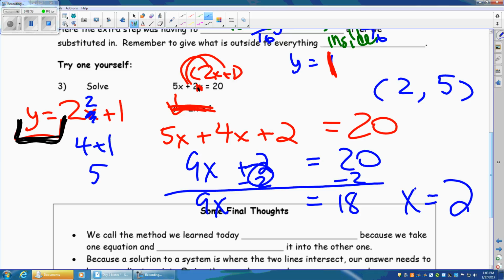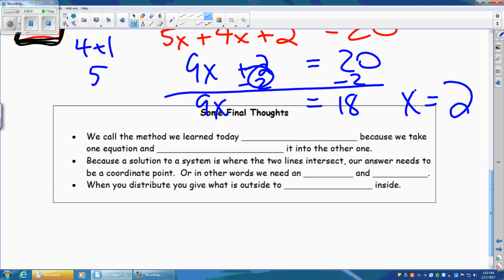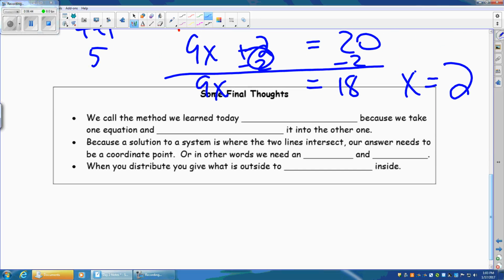And that's it, guys. Let's just do some final thoughts, and then we're done. We call the method that we learned today substitution, because we take one equation and substitute it into the other one. Because a solution to a system is where the two lines intersect, our answer needs to be a coordinate. In other words, we need an x and a y. And when you distribute, you give what's outside to everything inside.